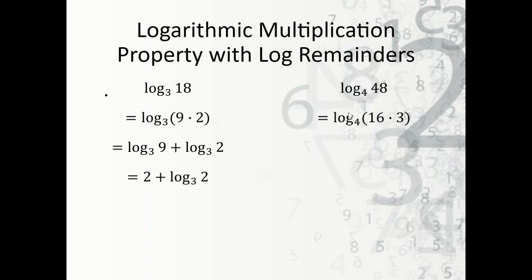So we can rewrite this as log base 4 of 16 plus log base 4 of 3. Now 4 to what power equals 16? We should notice that 4 to the 2nd power equals 16. So this is really 2 plus log base 4 of 3. We can't simplify this because 3 is not any kind of a power of 4. So we'll just leave it just like this. So 2 plus log base 4 of 3.